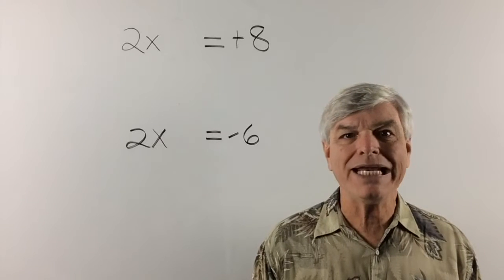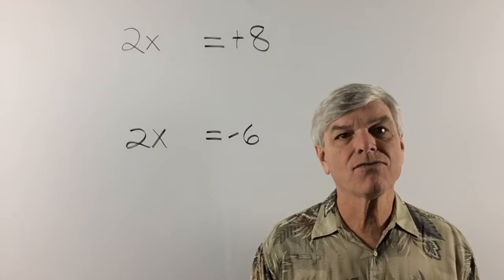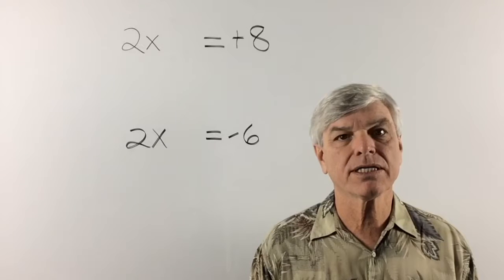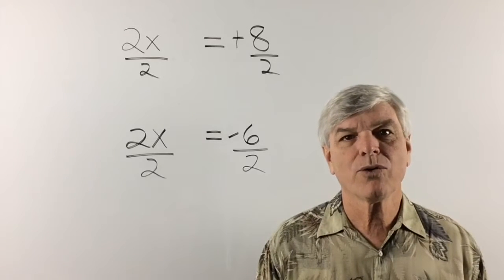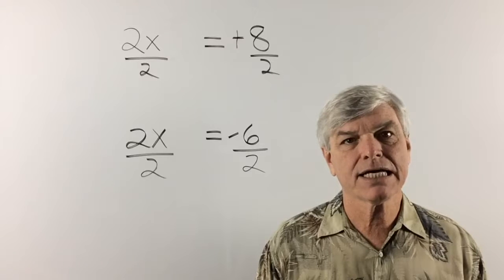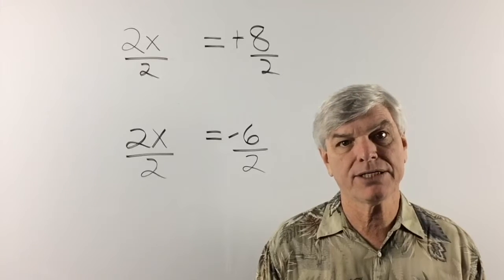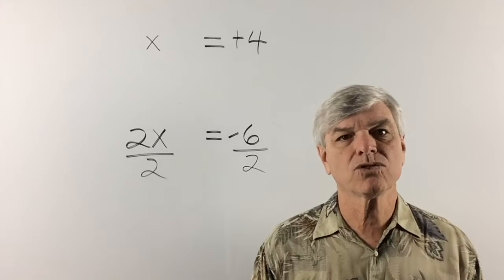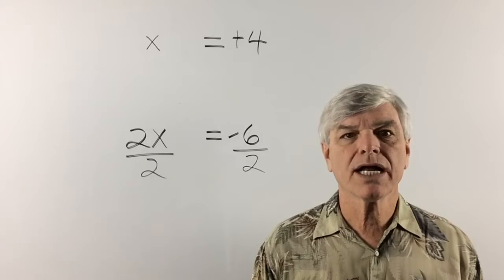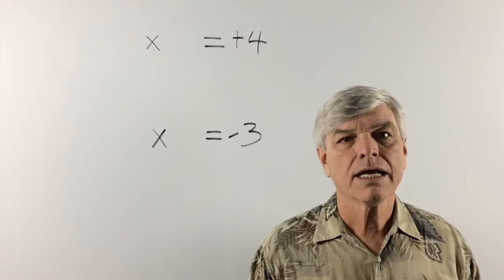So you can see that we needed to solve these two equations separately, and we still have a coefficient in front of the x. So we're going to divide everything on the left-hand side and the right-hand side by 2 on the top, and by 2 on the bottom. And on the top, we're going to have x equals 4. And on the bottom, we're going to have x equals -3.